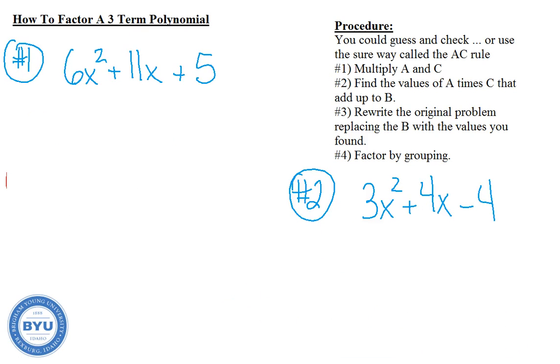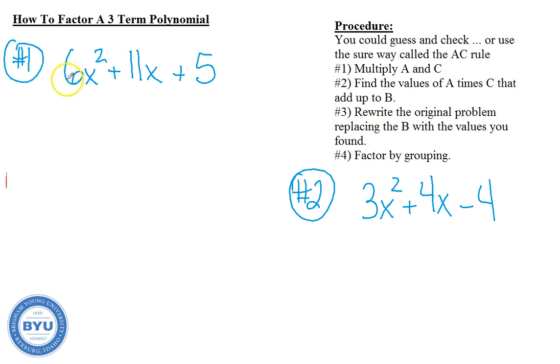Okay, so now it's your turn to factor two of these. I've got questions 1 and 2 here for you. Use your procedures and the AC rule to factor these three-term polynomials. Or if you want to do it using guess and check, if you remember how to do that, you could try that as well. But I'd encourage you to use the AC rule because it works 100% of the time. Pause the video now and give it a try.